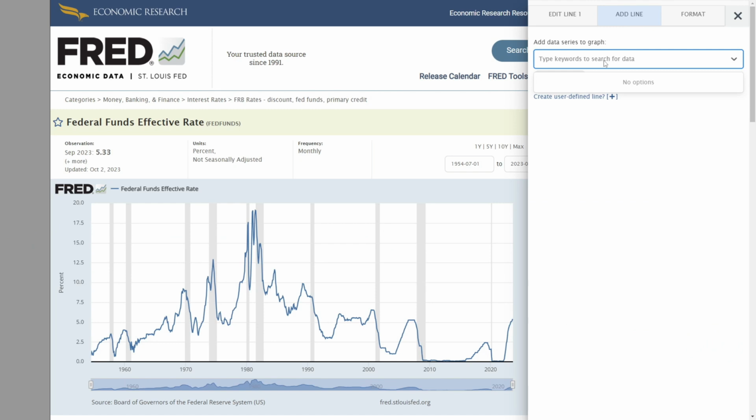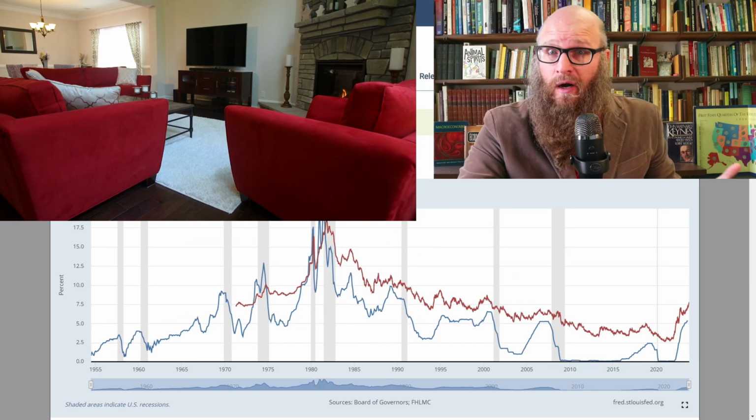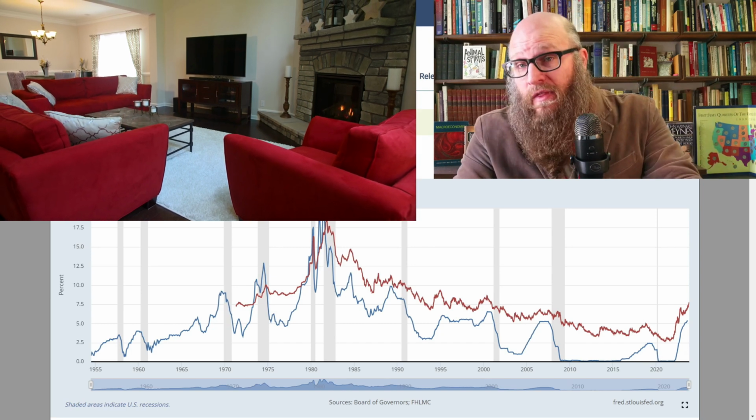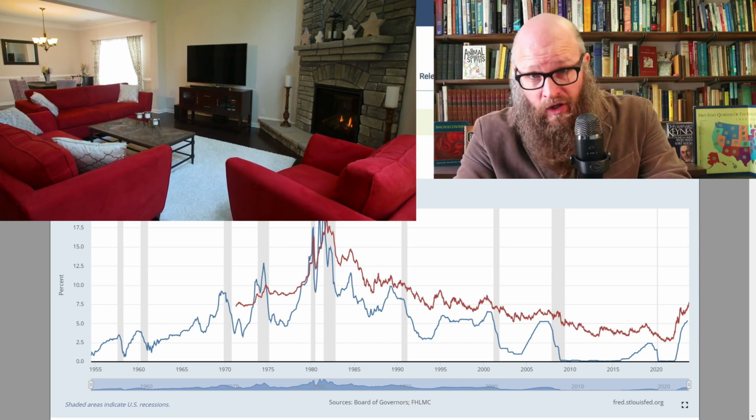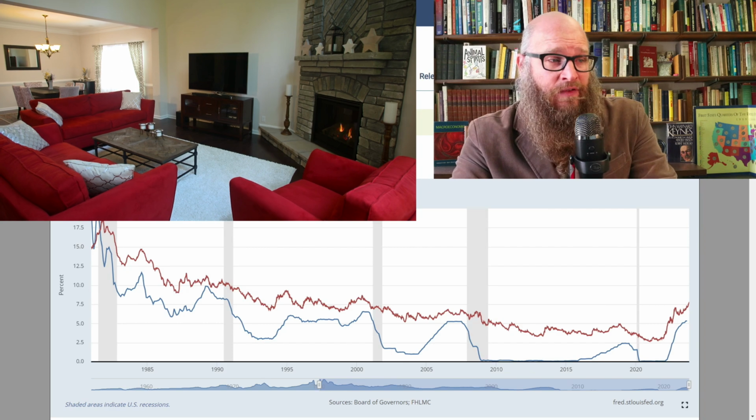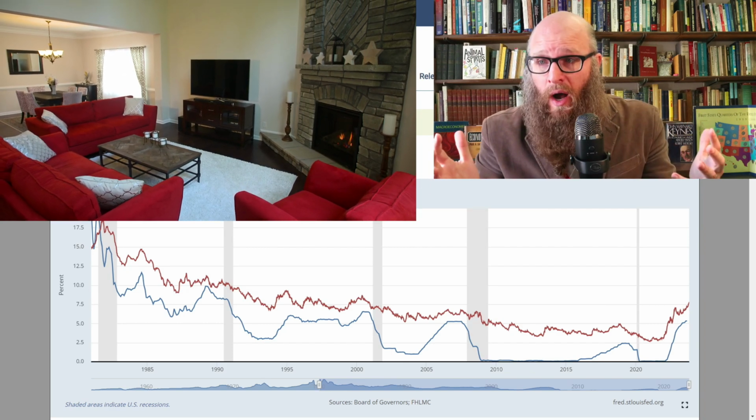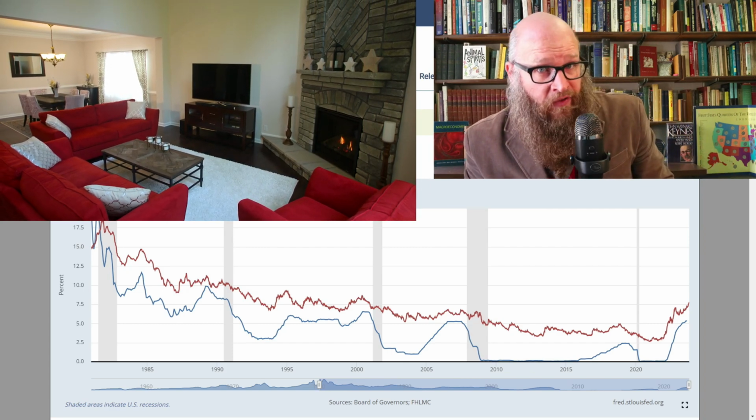But what does this do to the other interest rates? Here we're going to add in mortgages. And as we can see, the 30-year mortgage is a higher rate than the overnight interbank private loan. We can zoom in since the 1980s, and we can see that mortgages do go up and down in relation to that risk-free interest rate.